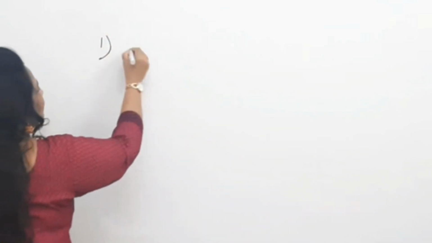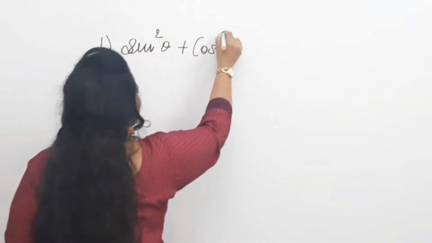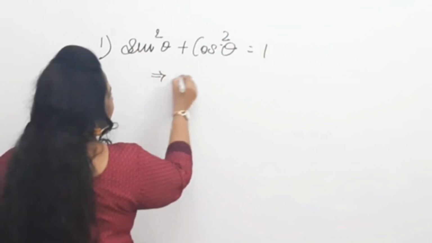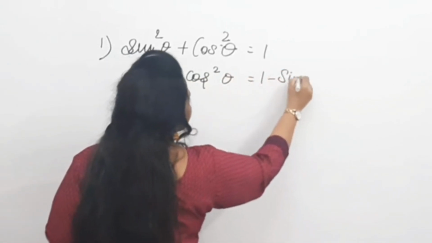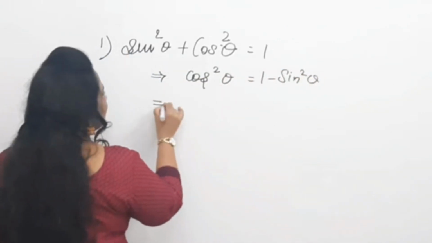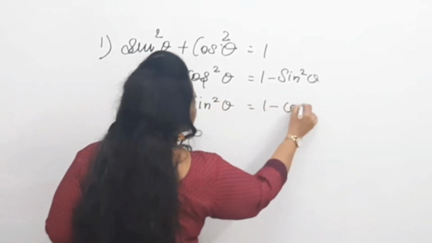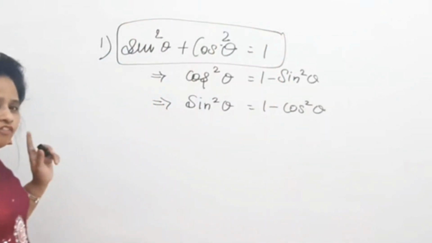Now, I will make you recollect the identities. Only 3 specific identities are there. The first one: sine square theta plus cos square theta is equal to 1. So, I would derive from here cos square theta is equal to 1 minus sine square theta. And in a similar way, sine square theta is equal to 1 minus cos square theta. This is the main identity, and I should be thorough with that first identity.